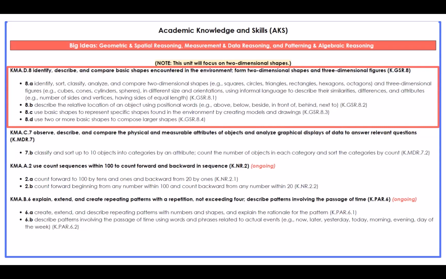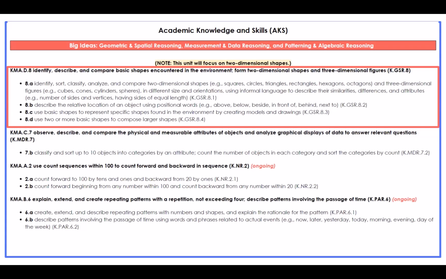With Indicator 8B, kindergarten students should be able to explain the location of an object in relation to another object using positional language, such as above, below, beside, in front of, behind, or next to. Indicator 8C states students use basic shapes to represent specific shapes found in the environment. Students do this by creating models and drawing shapes.